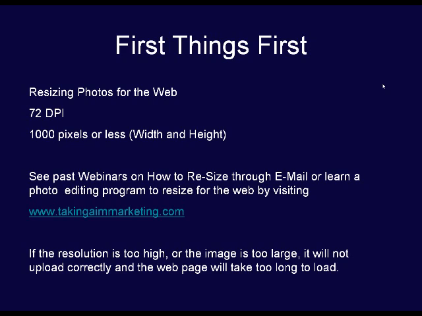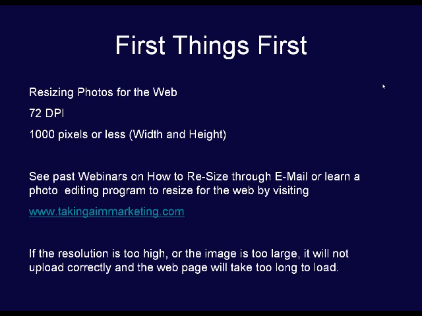So resizing photos for the web: 72 DPI, dots per inch, that's the resolution. Most of the time when you pull an image off your camera, you're going to be at 300 DPI, 600 DPI, way higher. You won't be able to see any difference on the screen between a 72 DPI picture and a 600 DPI picture if you're viewing it on the monitor and on the web. All it's going to do is take way longer to load.